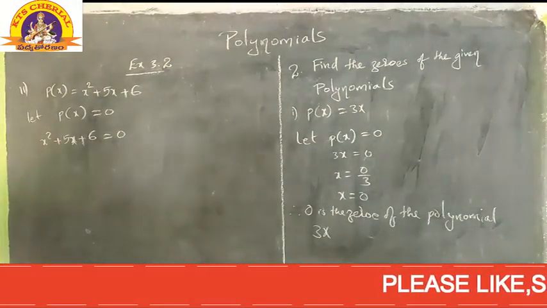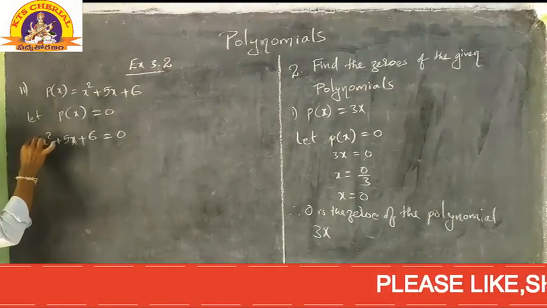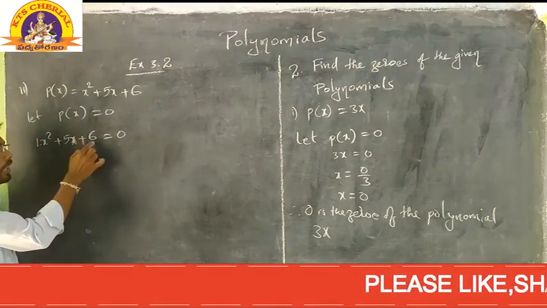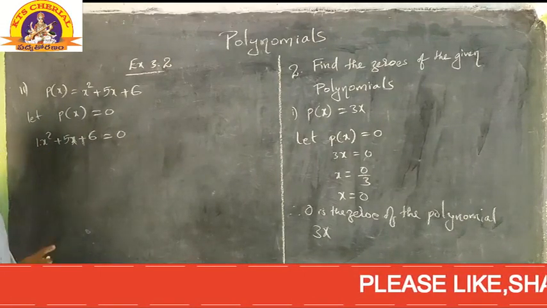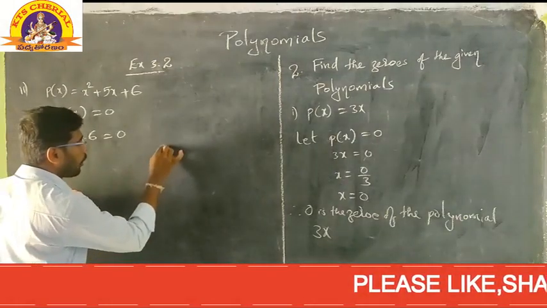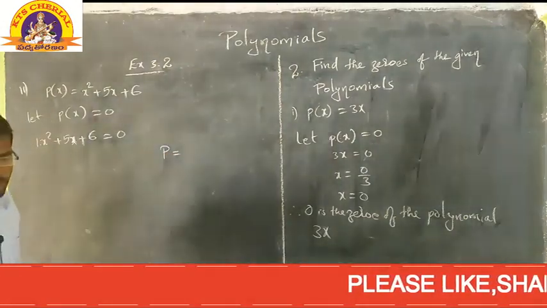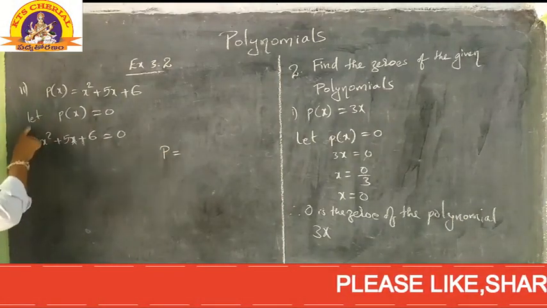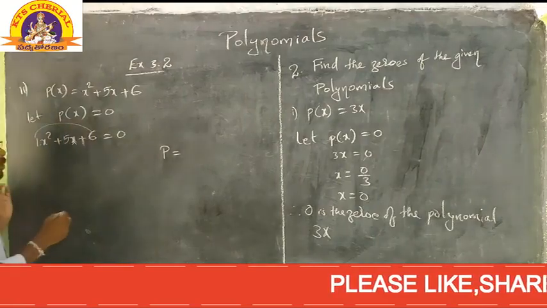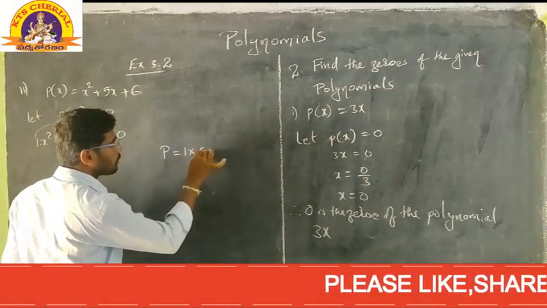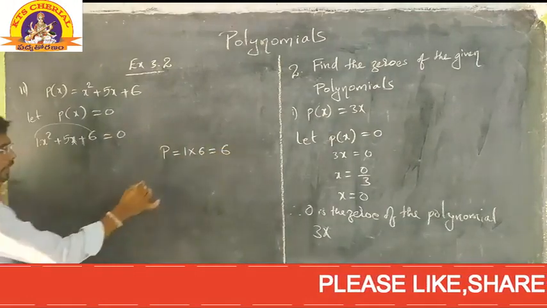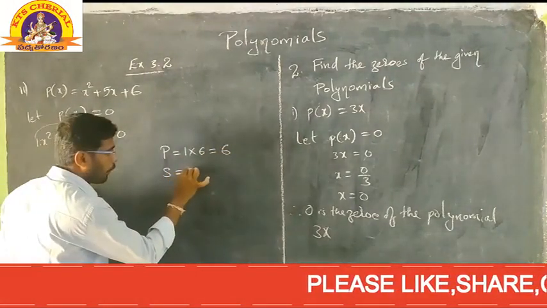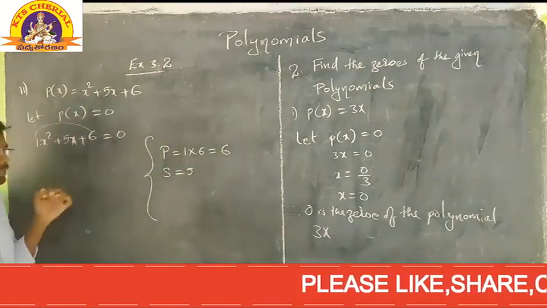Now what am I going to do? In the same way, here the x square coefficient is 1, the x coefficient is 5, and the constant term is 6. So first I will find the product, the x square coefficient into the constant. These two you multiply, 1 into 6, how much am I getting? 6. And the sum is the x coefficient, which is 5.